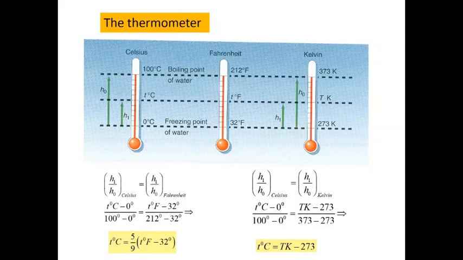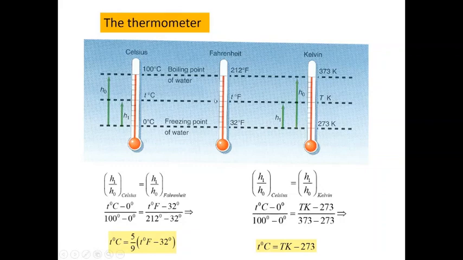So let's talk about the relation between Fahrenheit and Celsius. Let's measure the temperature from 0 degrees Celsius, the freezing point of water. From this point we can measure the distance from 0 degrees to some unknown temperature T. This is called H1, and the known temperature 100 degrees Celsius is H0.